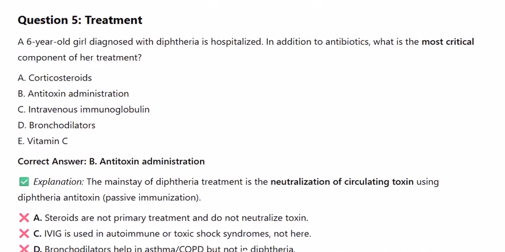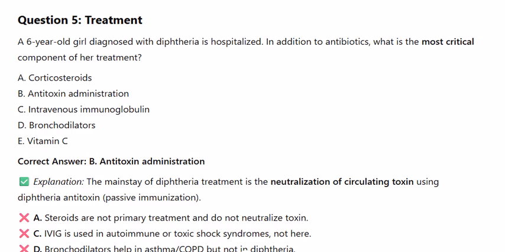Question 5. Treatment. A 6-year-old girl diagnosed with diphtheria is hospitalized. In addition to antibiotics, what is the most critical component of her treatment? A. Corticosteroids. B. Antitoxin administration. C. Intravenous immunoglobulin. D. Bronchodilators. E. Vitamin C. Correct answer: B.